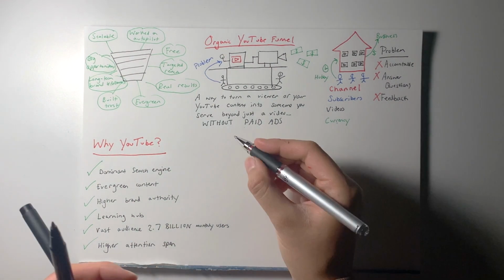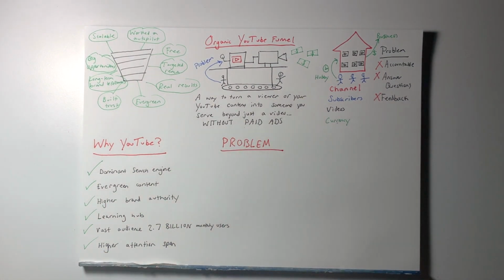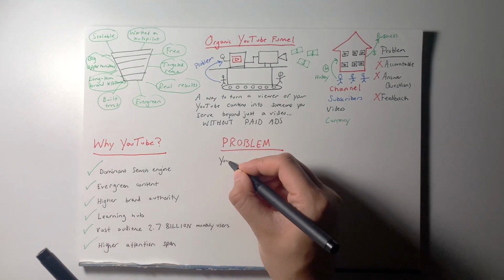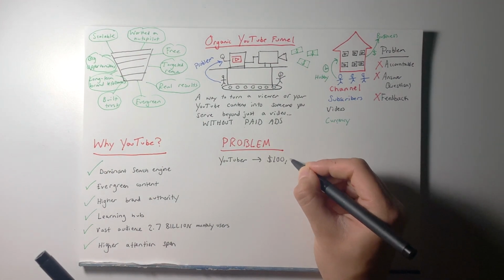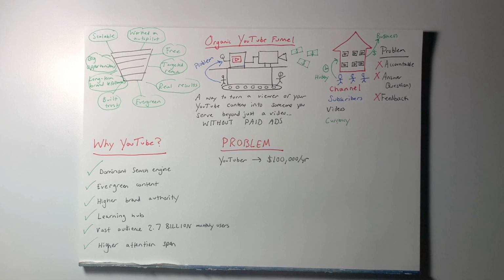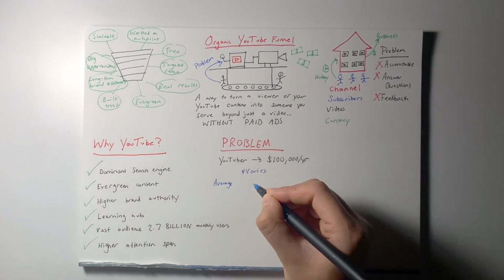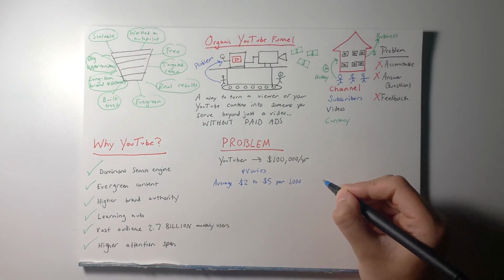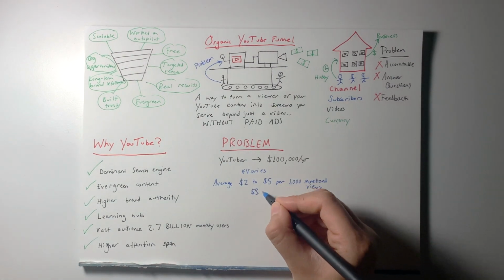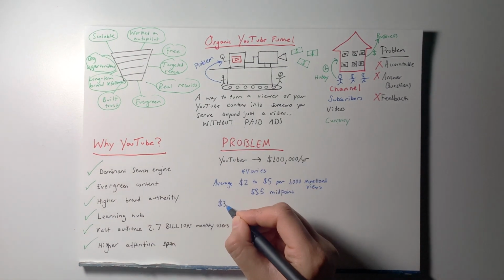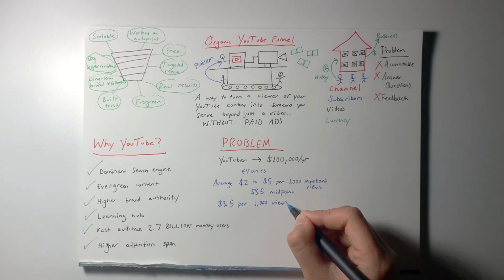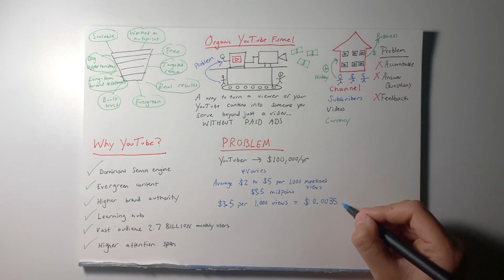Now, there's a big problem that you run into without a funnel on YouTube. So let's say that you have a YouTuber who wants to make $100,000 per year. How much money they make from just the ad platforms varies depending on their content type, audience, and engagement levels, but on average they can expect to make $2 to $5 per 1,000 monetized views. So let's take that $3.5 midpoint. So $3.5 per 1,000 views is $0.0035 per view.